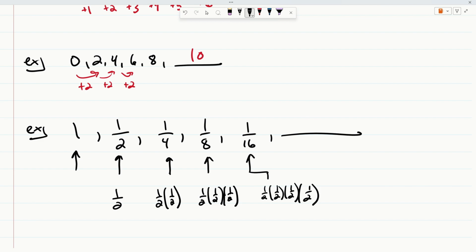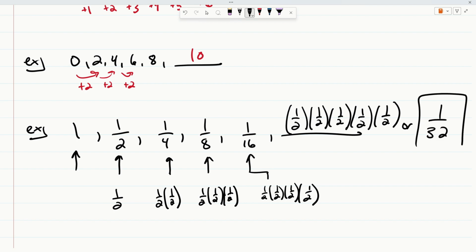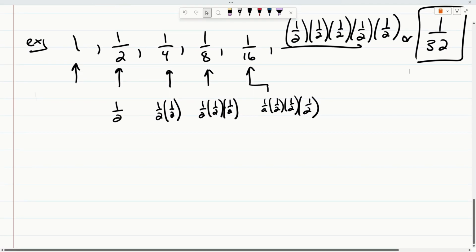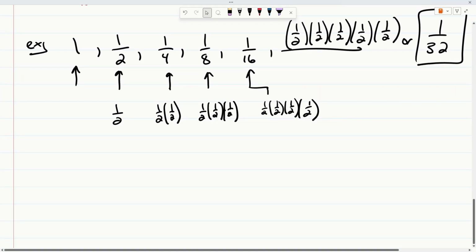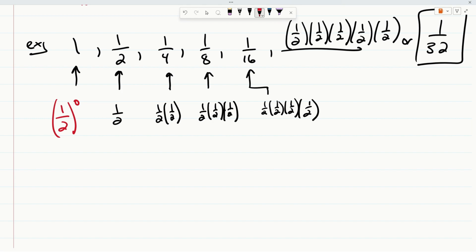So 1 half times 1 half times 1 half times 1 half times 1 half, or 1 over 32. But like I said, it's the very start of this where I really want you to think about, well, what's really happening here. How do we get 1? Well, if you remember, anything raised to the 0 power is 1. Now, how does that relate to everything else we have?